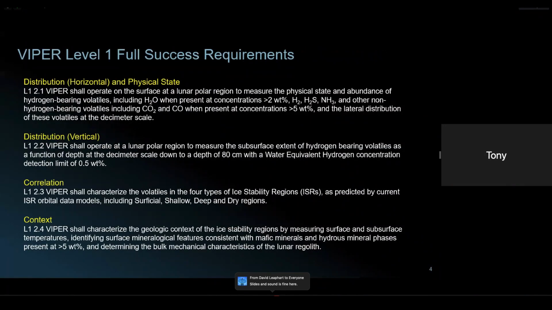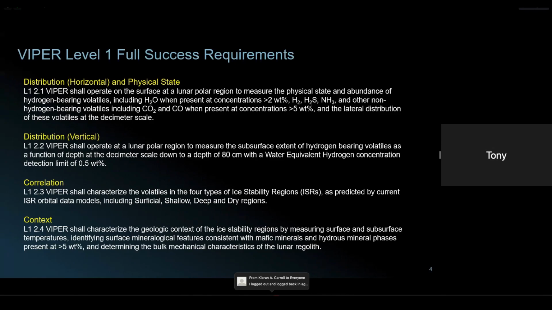The level 1 requirements are shown here. These are our full level 1 full success requirements. There aren't many, which is very much intended. So I'm not going to go into the details here. They're displayed. You can read them, play back and pause. But they align exactly to what I just described. The first one has to do with the distribution and the physical state. Likewise, the second, the distribution in the vertical sense.